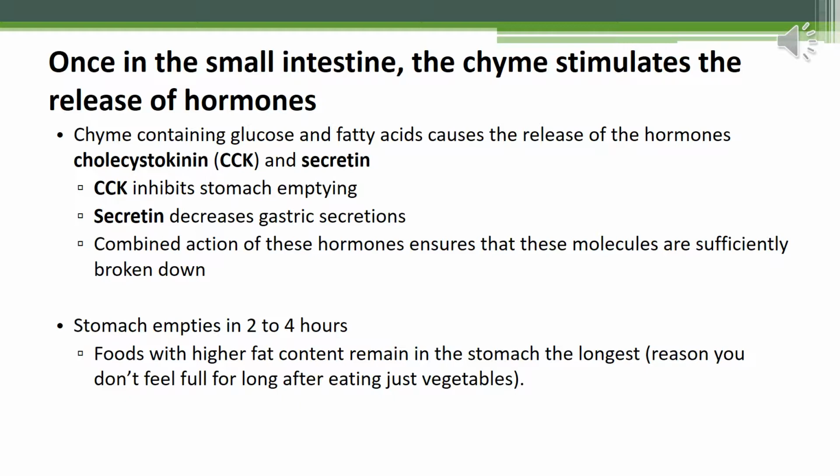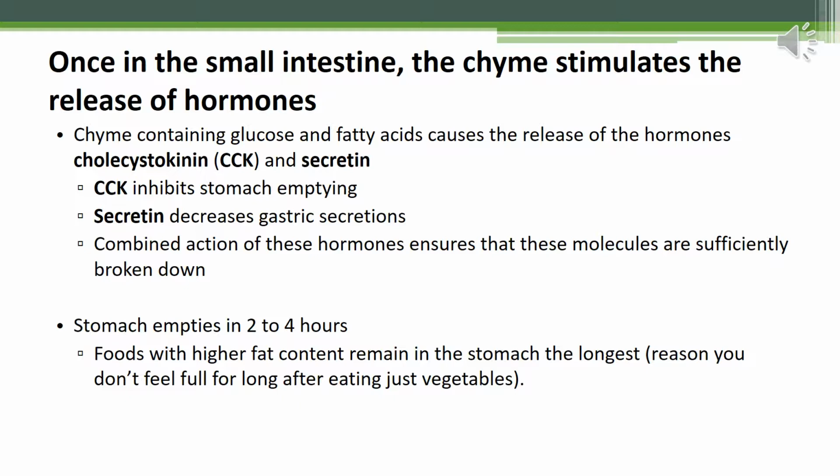And the molecules which actually stimulate the release of these hormones are the glucose and fatty acids found in the chyme. And the two hormones that we're going to talk about specifically are cholecystokinin and secretin. And we're actually going to just look at 3 hormones throughout the whole digestive system, and you might want to write this down. These hormones are gastrin, cholecystokinin, and secretin. And cholecystokinin is going to be abbreviated to CCK, so I don't keep butchering the name.